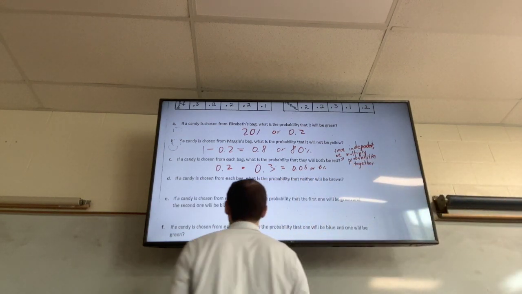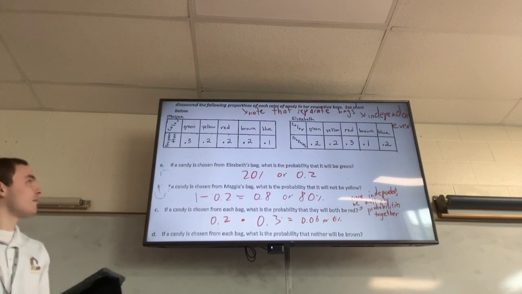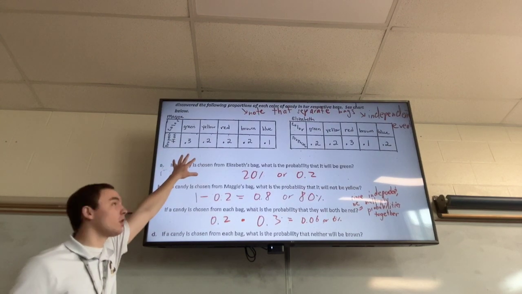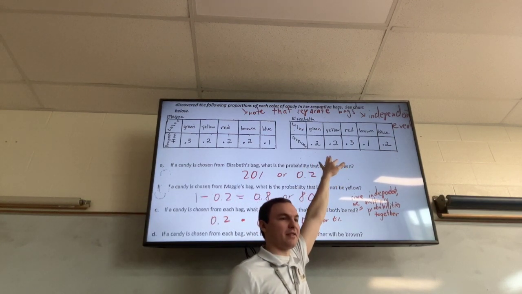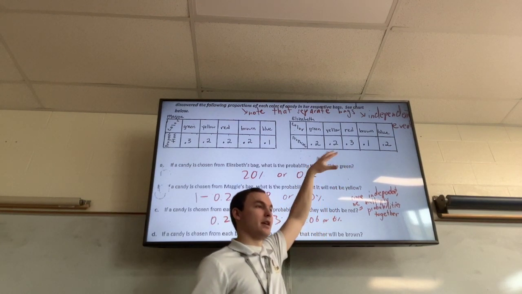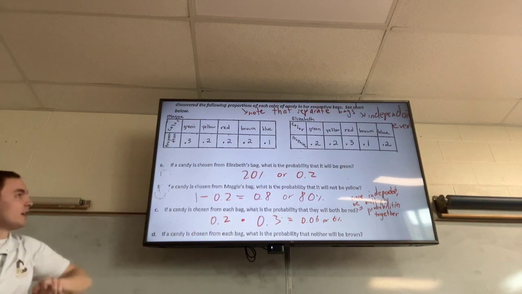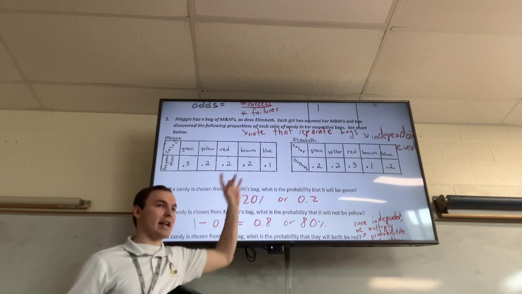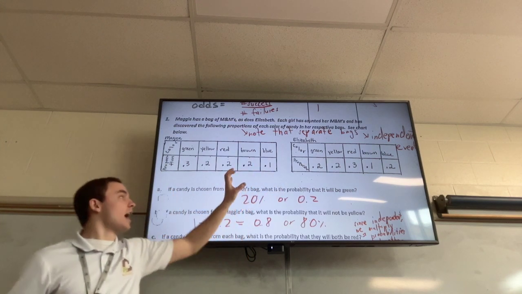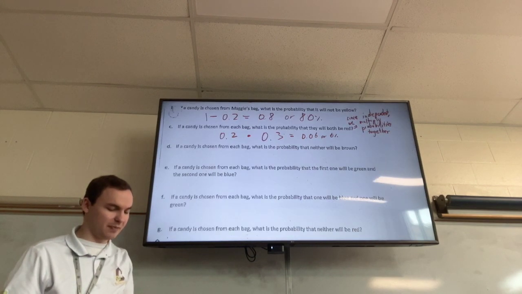In general, since the two bags are independent, if whatever M&M I pull out of Maggie's bag does not affect the probabilities of pulling the M&Ms out of Elizabeth's bag, that means my two events are independent. So I'm treating Maggie and Elizabeth's bags separately, and to get the answer to one of these problems, I multiply the two probabilities, okay? So let's look at that specifically.